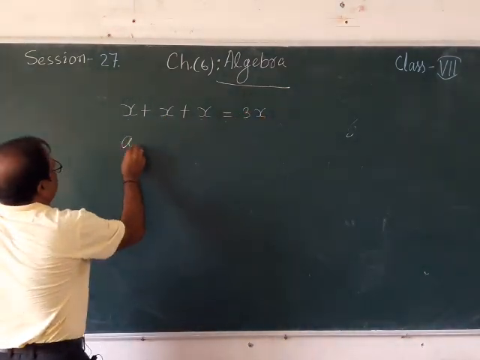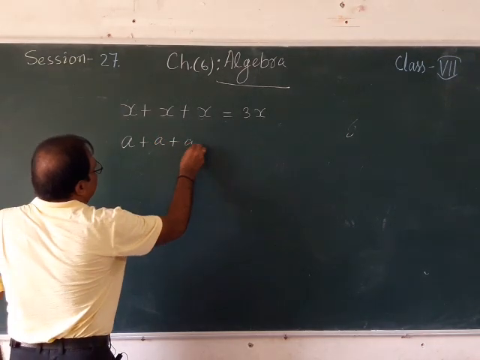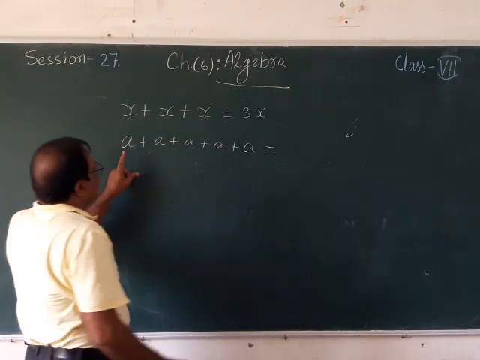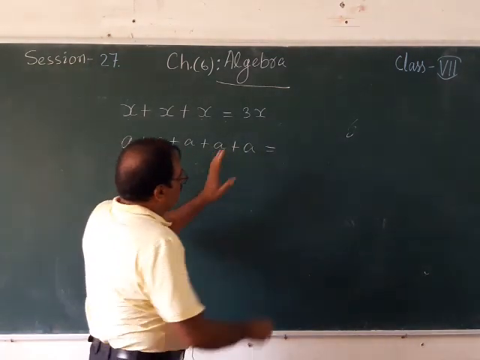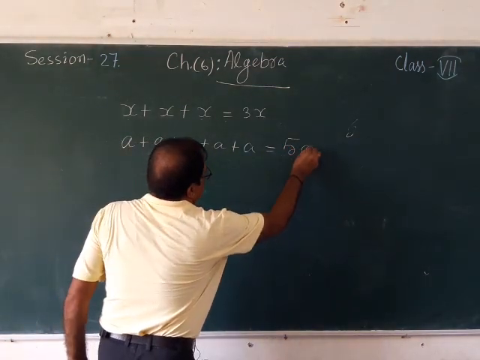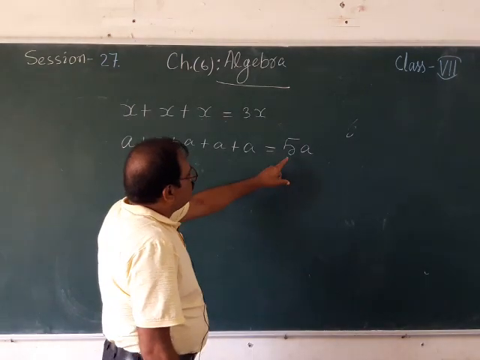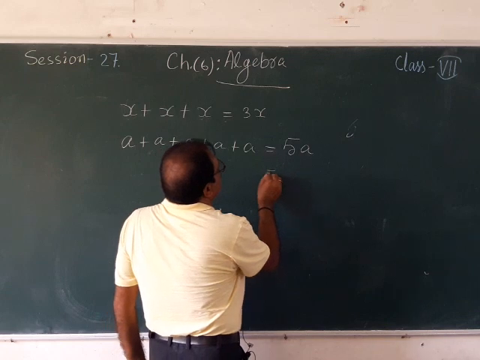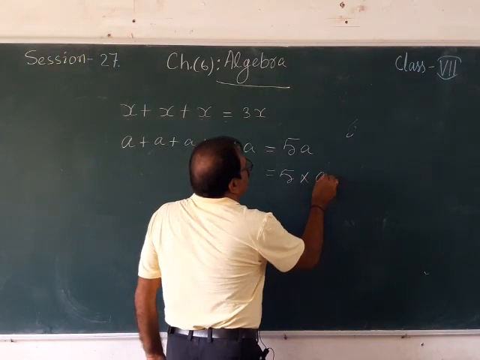In the same way, suppose I write a plus a plus a, five times. How many a? 1, 2, 3, 4, 5. You can write here 5a. So 5a means 5 times a. That may also be written as 5 into a.